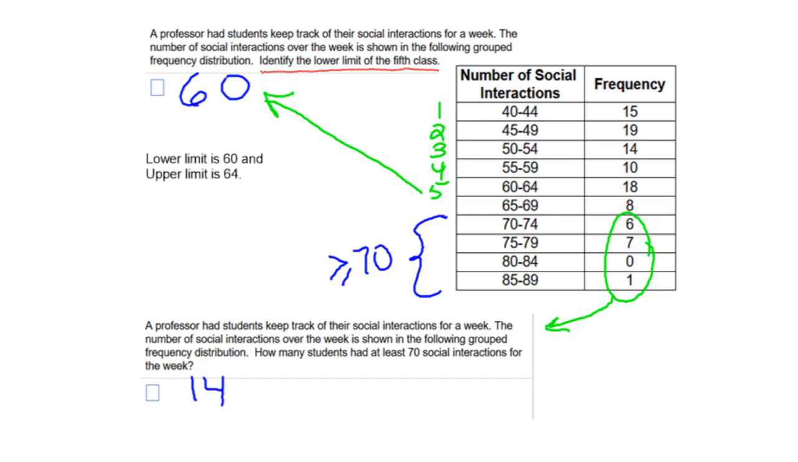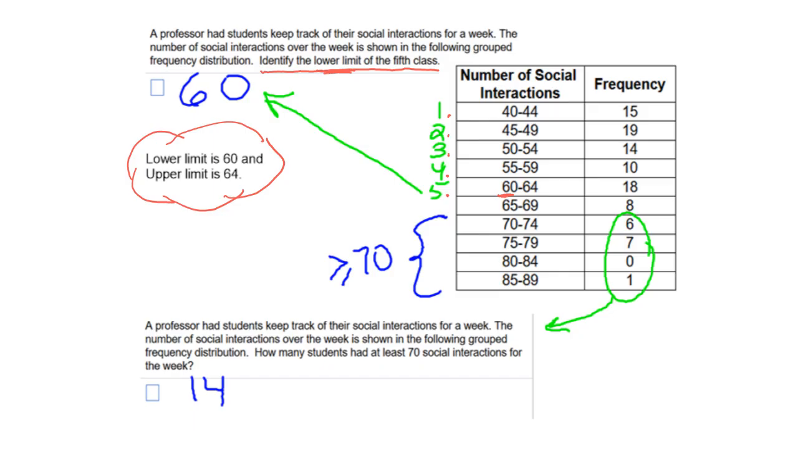So they numbered the classes just like we did previously. This is class number 1, number 2, number 3, 4, and this is the one we want, class number 5. The class lower limit is going to be 60, and then the upper limit is 64. Since they want the lower limit, we would insert 60 into our answer. Again, lower limit is 60, upper limit is 64. The number on the left is the lower, the number on the right is the upper.